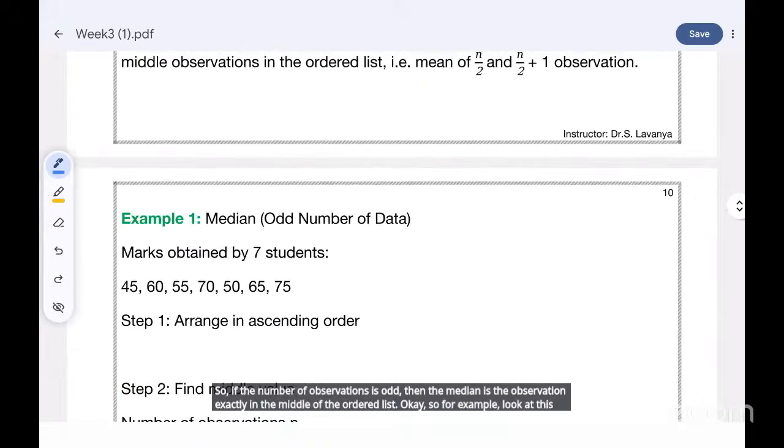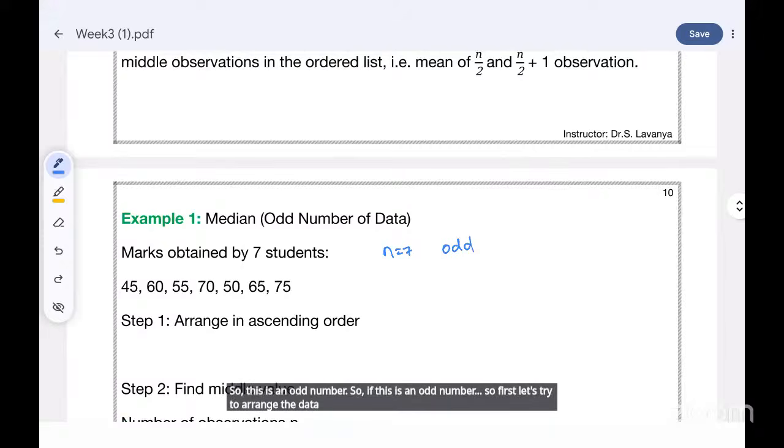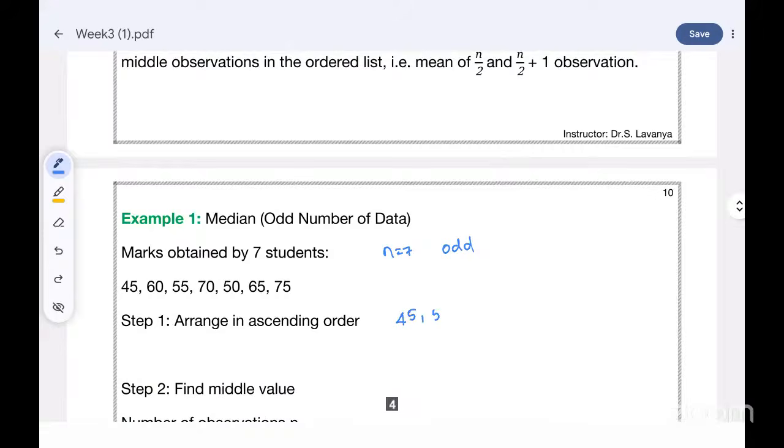Here your n is 7, so this is an odd number. First let's arrange the data in ascending order. Can you tell me what the values are? 45, 50, 50, 55, 60, 65, 70, 70, 75.